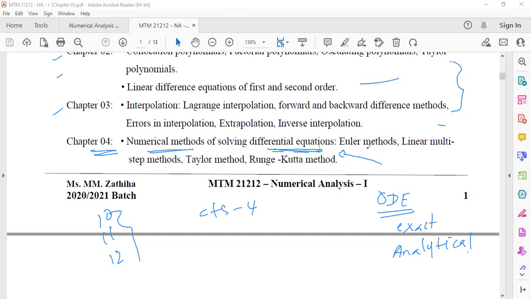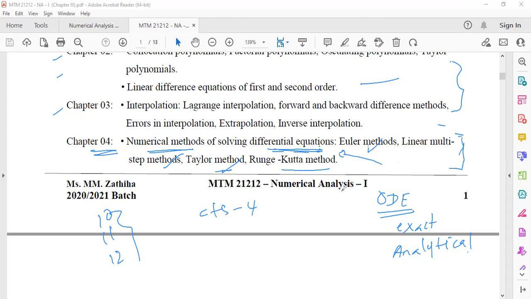Here we can use Euler's method, linear multi-step methods, Taylor method, or Runge-Kutta methods. I will try to cover all these methods. Each method is important because in the exam they may choose any method for you to find the answer. They won't ask you to solve it yourself; they will ask you to use the Runge-Kutta method, Taylor method, or Euler method. So you have to be familiar with all the methods.